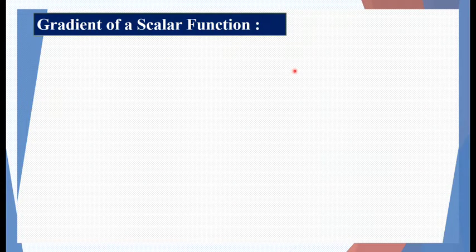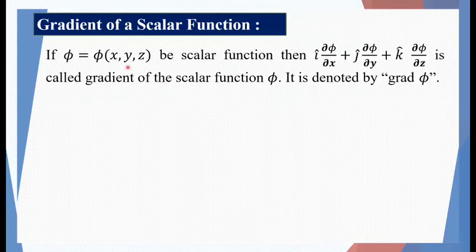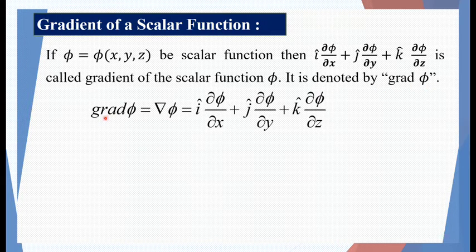So, what is the gradient of a scalar function? If phi equals phi(x, y, z) is a scalar function, then i del phi over del x plus j del phi over del y plus k del phi over del z is called the gradient of the scalar function phi, and it is denoted by grad phi. That is, grad phi is equal to del phi. There is no sign between del and phi, neither dot nor cross. So it is directly written del phi.